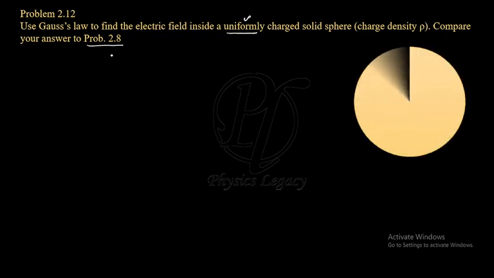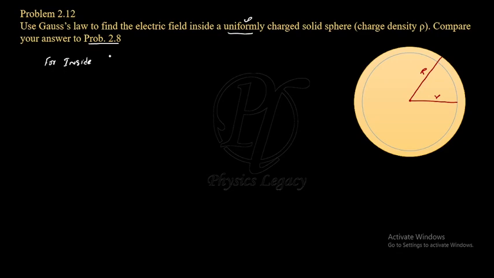So consider an arrangement of a solid sphere of uniform charge distribution. Let's take a Gaussian surface inside this arrangement. Consider here we have a center of the Gaussian surface and the radius of the Gaussian surface from the center is small r, and the radius of the solid sphere from the center is capital R. Here is an important point to be noticed: for inside, small r is less than capital R.